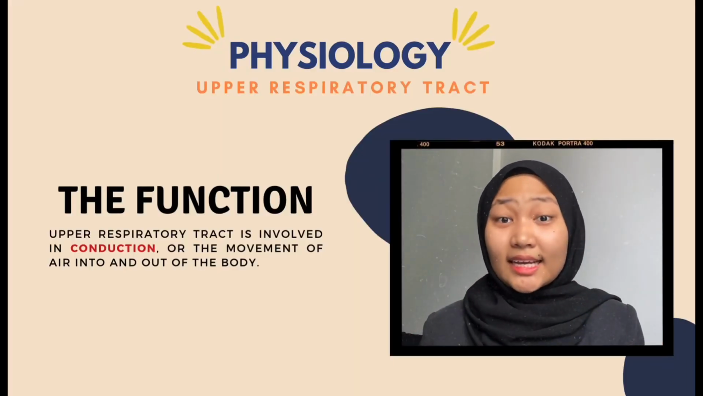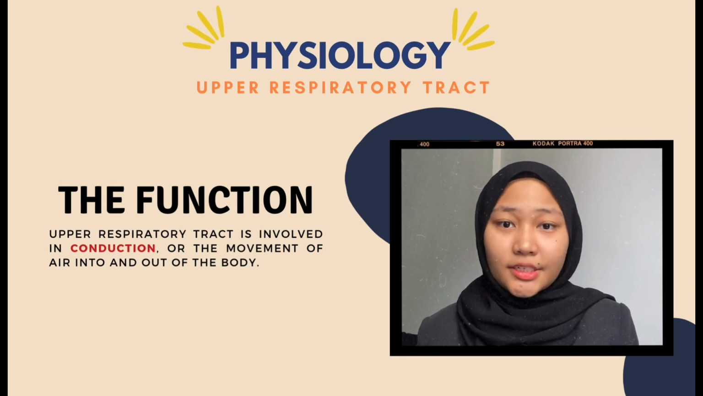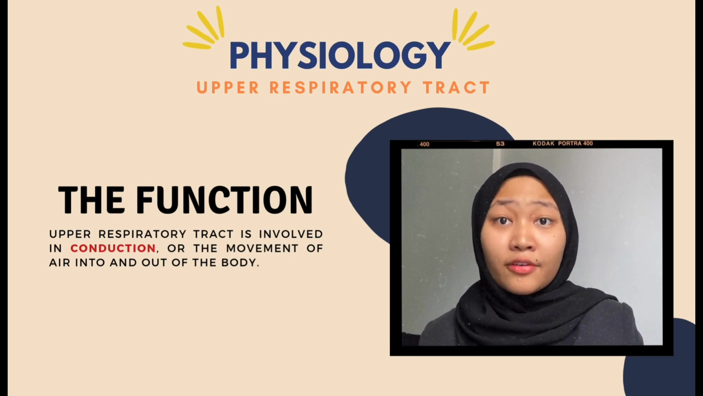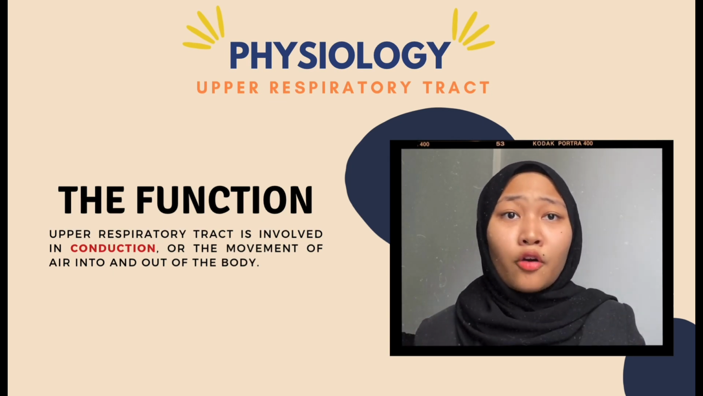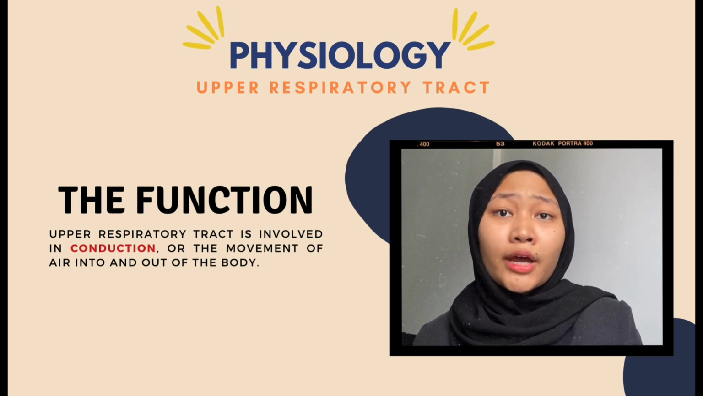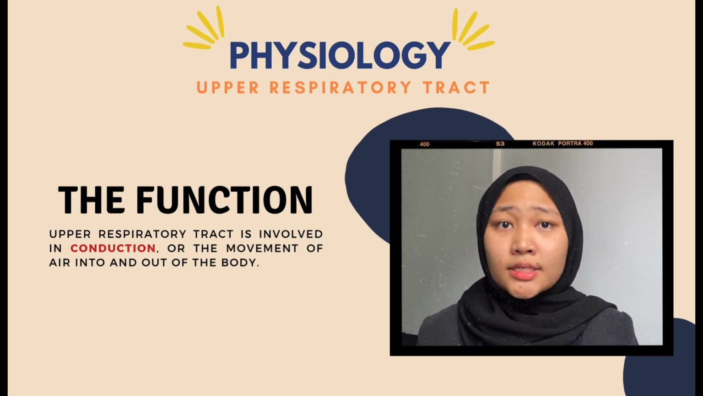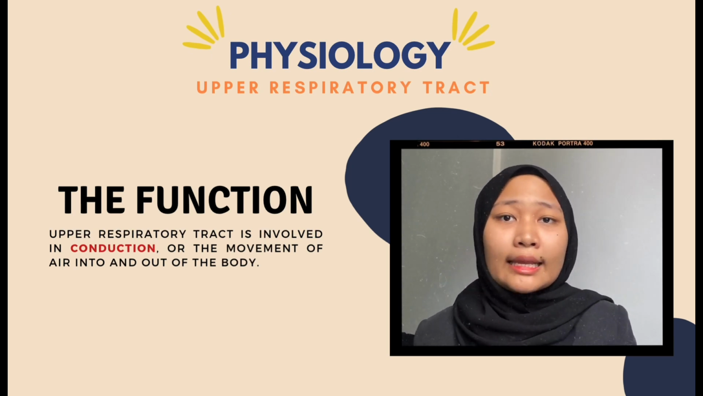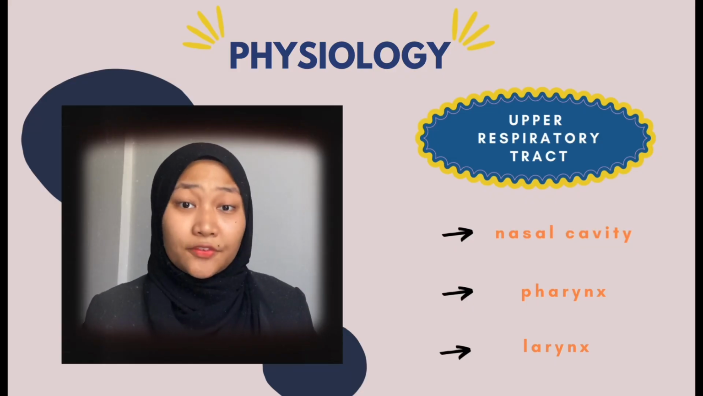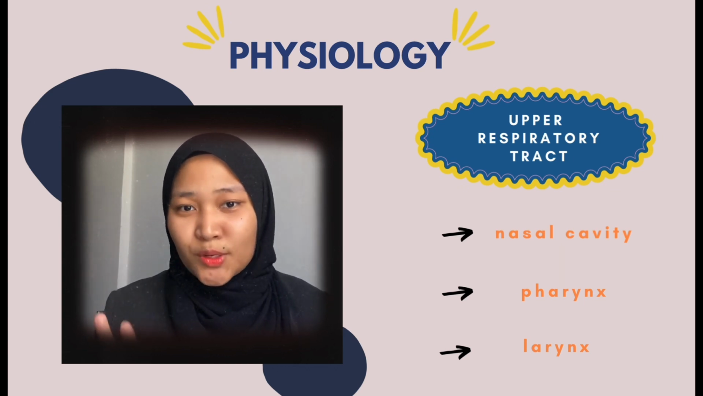Hi, my name is Siti Khadija, and now I will explain about the physiology of the upper respiratory tract. For your information, the function of the upper respiratory tract is involved in conduction, or the movement of air into and out of the body. The upper respiratory tract organs provide a route for air to move between the outside atmosphere and the lungs. The incoming air will be cleaned and also warmed, so no gas exchange occurs in these organs. In this physiology of the upper respiratory tract, I will cover the nasal cavity, pharynx, and also the larynx.